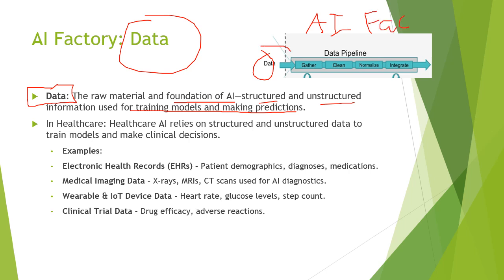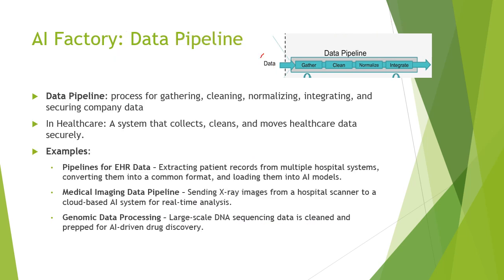The data goes into the data pipeline. So there's different types of data that will go in, right? In a healthcare setting, you'll have the electronic records data, like I just talked about: patient demographics, diagnoses, medications, X-rays, MRIs, CT scans, heart rate, sugar levels, step counts, drug efficacy, adverse reactions, tons and tons and tons of data, right? So you need the data first to really go into the data pipeline. So you have this data.